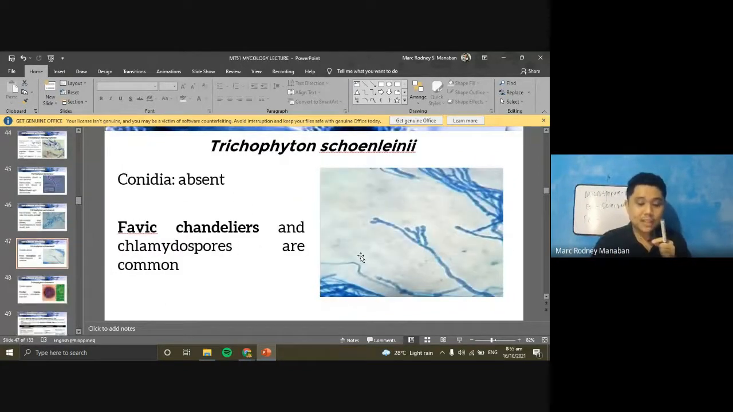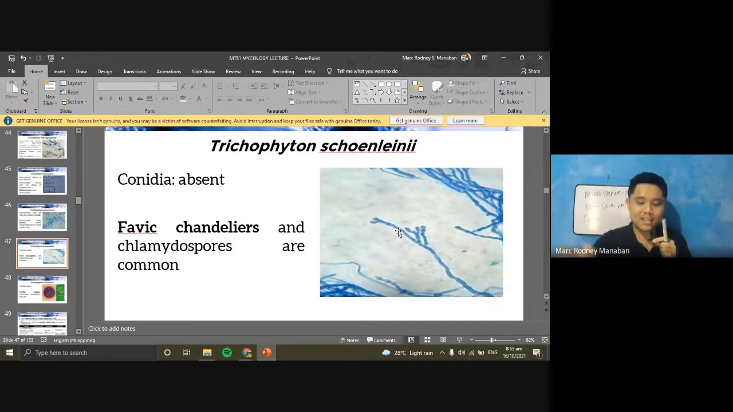And next, you have T. schoenleinii. Conidia are absent, but again, as I mentioned, favic chandeliers. It causes favus, or antler hyphae. And chlamydospores are also seen. Just remember the word favic.